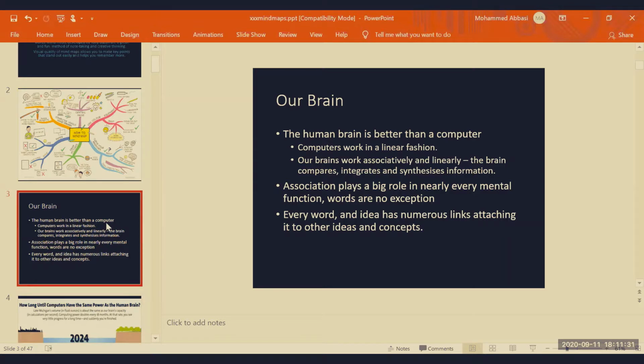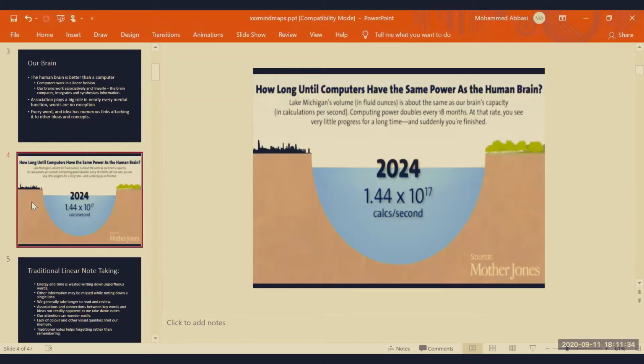Okay, so this gives you an idea. It says, how long until computers have the same power as the human brain? This is a graphic representation of Lake Michigan. Its volume in fluid ounces is about the same as our brain's capacity in calculations per second. Computing power doubles every 18 months, and at that rate you see very little progress for a long time. So it's doubling, doubling, doubling, and suddenly you're finished.